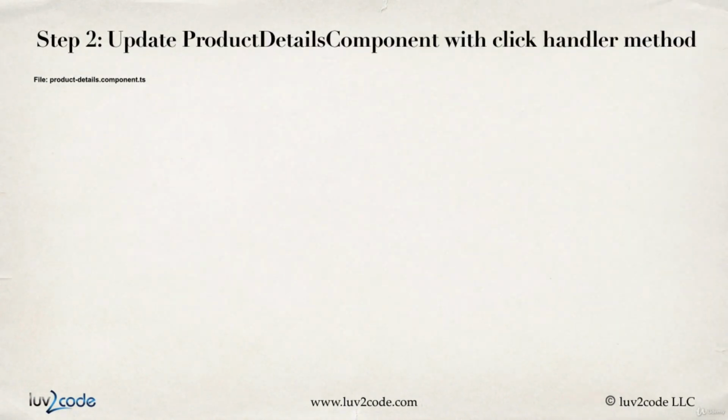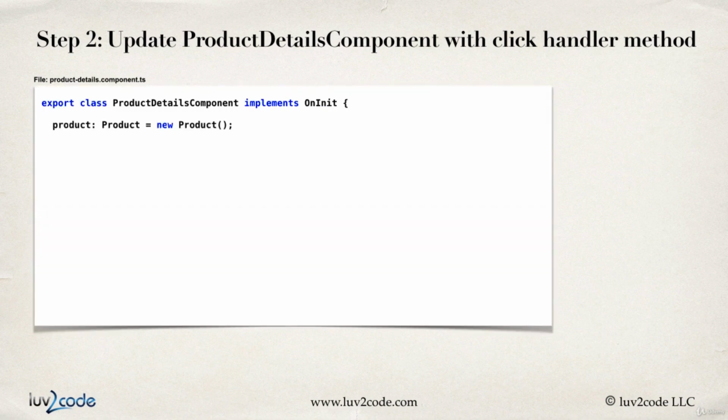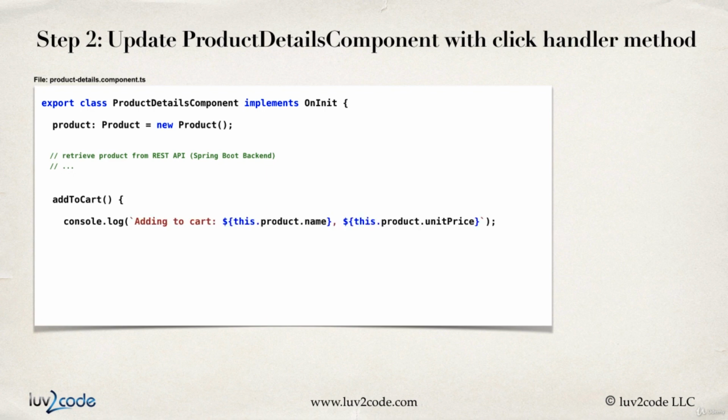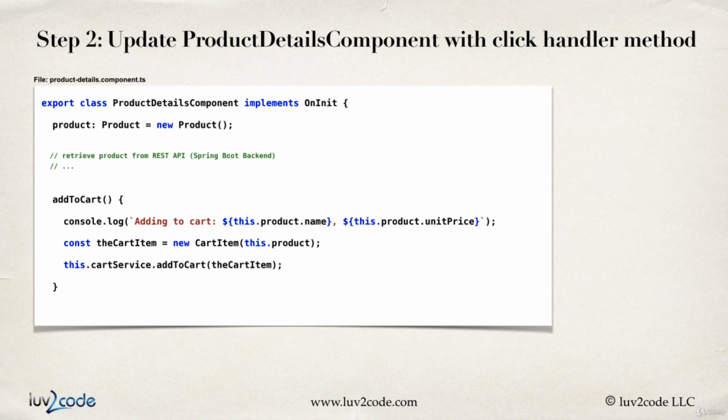Now moving ahead to step two of updating our product details component with the click handler method. This is in our file product-details.component.ts. We already have our existing product, and then we'll just have some comments here, meaning that behind the scenes, we do all the code for retrieving the product from the REST API. We've written all that code before, but now we'll simply add this new method here, addToCart, and we simply log the product name and unit price, and that's the product that's defined in this component up top. Then we simply create a cart item based on this, and then we'll call cartService.addToCart, and we pass in the cart item. So as you can see, a lot of this code is similar to what we did before.